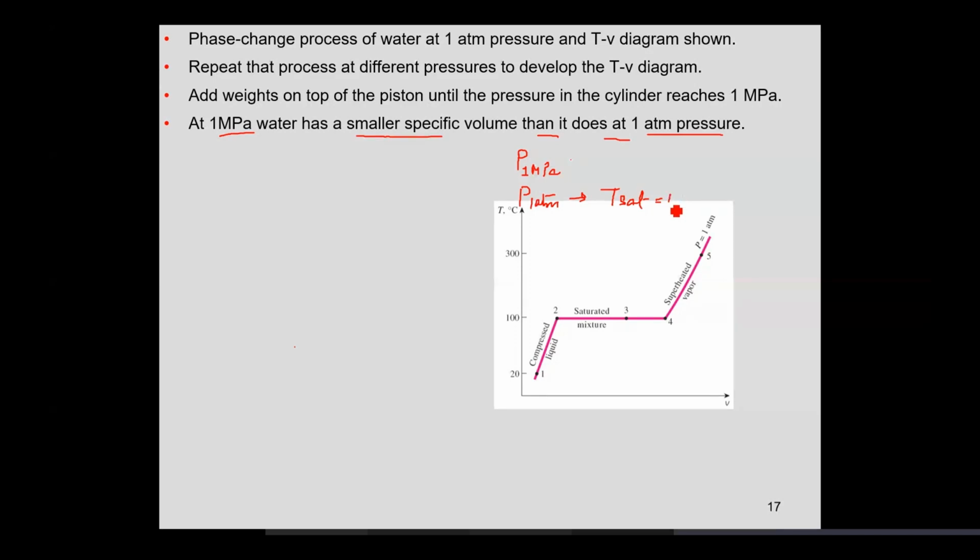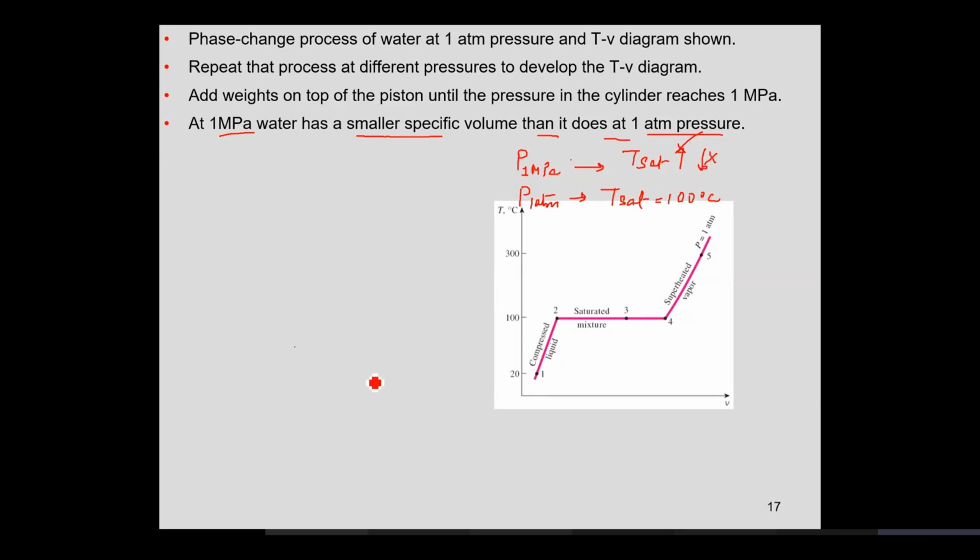100 degrees centigrade. For 1 megapascal pressure, do you expect that the saturation temperature would be high or low? High, sir. Very good. So this would be high as compared to 1 atmospheric.